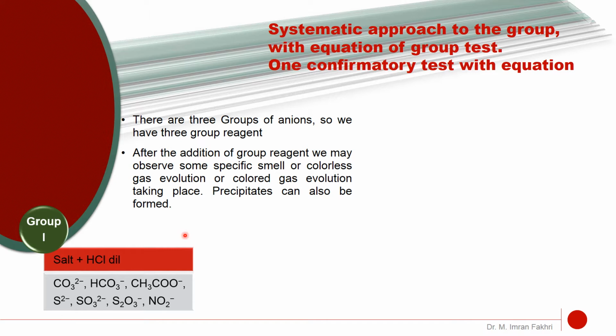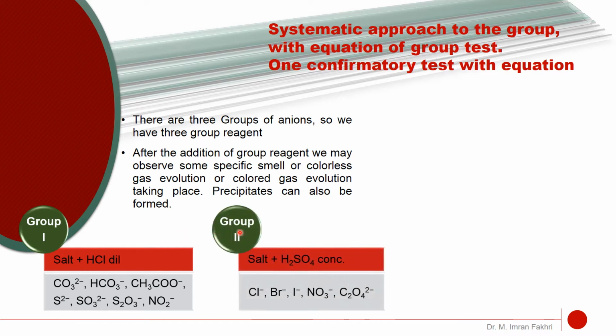If no observation is there with the addition of dilute HCl, we have to perform the test for the second group, in which we take the salt in another test tube and add concentrated sulfuric acid. Sometimes we have to heat it gently, and with the help of concentrated sulfuric acid, some smell or colored gas evolution can be observed. So we may say that the group 2 anions can be present.